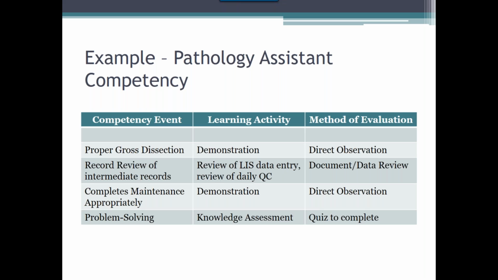We will do a lot of the same things with them as far as review of intermediate records, so LIS data entry or review of daily QC. We will observe them performing their maintenance, whether that's the daily, weekly, or monthly maintenance that might be assigned to them. And then finally, again, the quiz assessment that is then assigned to them.